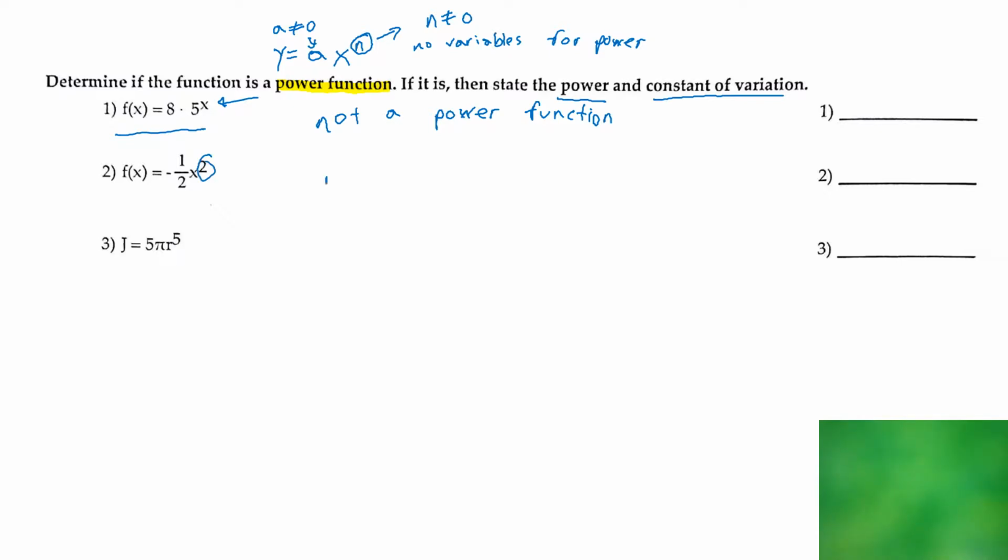Note that the power is 2, and the constant of variation, that's the number in front. So I'm just going to abbreviate COV. So the constant of variation is -1/2. In the third case, this is also a power function as well. In that case, the power is 5.